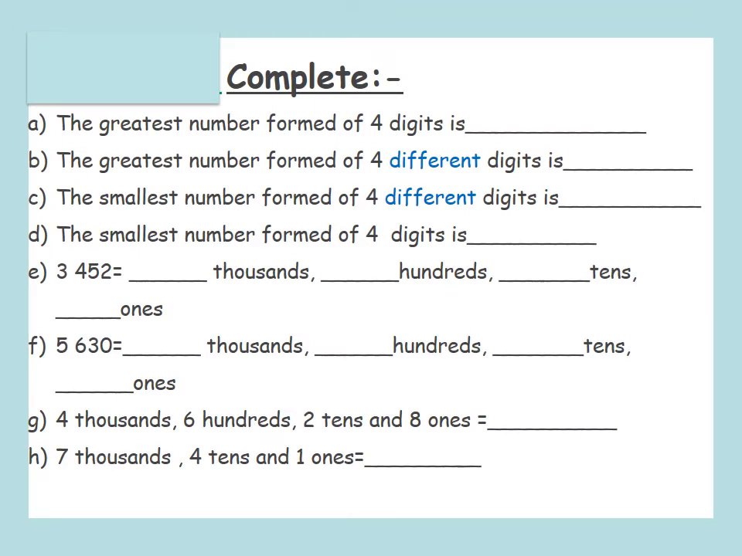Okay, primary 3, let's go to the next question. Complete. The greatest number formed of 4 digits is what? What is the biggest digit we have? It's 9, so we will write 9 4 times.